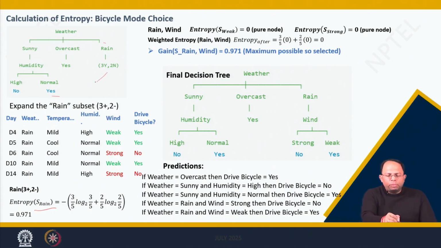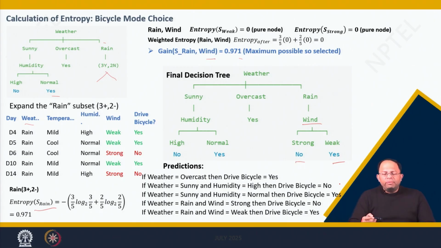Then, taking rain as the point from where we start asking questions, we find out about temperature, humidity, wind, and so on. And when we do that, we find the different values, and we will see that the gain is maximum with wind, and this is 0.971. If I ask the next question as wind, the result would be no and yes, which would be perfect classifications. So this is how we build the final decision tree.